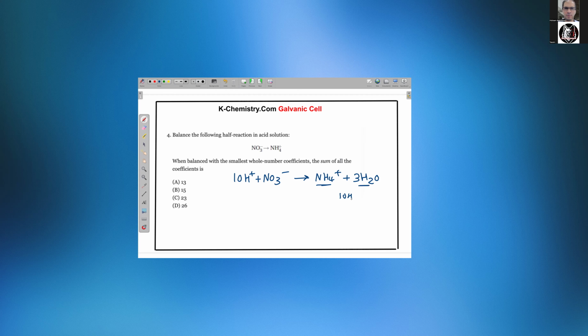Now what is the charge? The charge is plus 9 here and here plus 1. So I need to add electrons. How many electrons do I need to add on the left side? 8 electrons, correct? If I add 8 electrons, it will be positive 1, so it will be balanced. Now what is the total? 8 and 10 and 1 and 1 and 3. So 18, 19, 20, 23. That's the total as 23 moles.